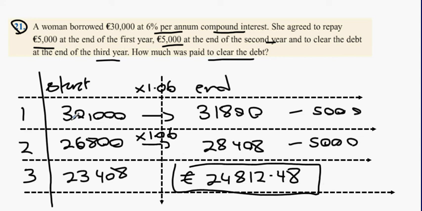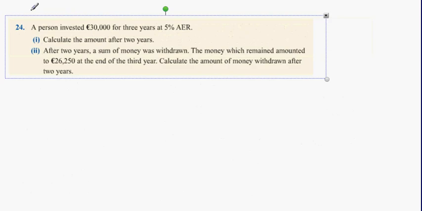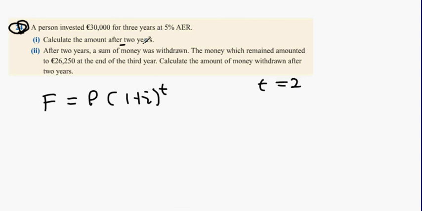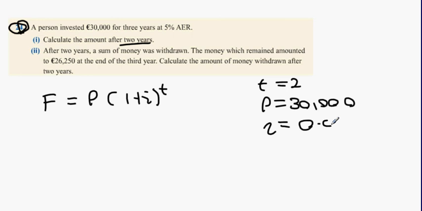Okay, so that's 21. And now we're going to do 24. A person invested €30,000 for 3 years at 5% AER. Calculate the amount after 2 years. Well, F equals P into 1 plus i to the power of t. t equals 2 because it's 2 years, P equals 30,000 and i equals 0.05.